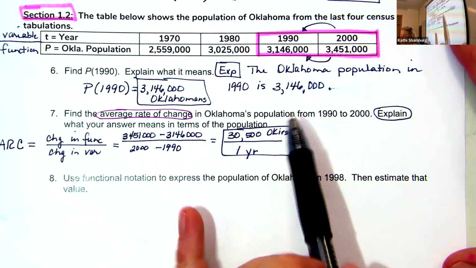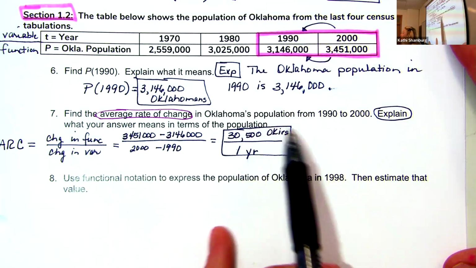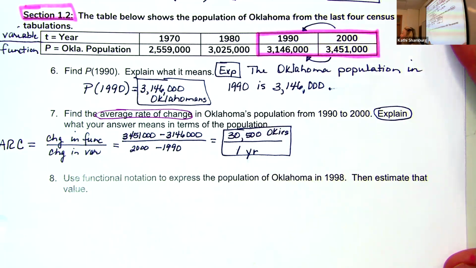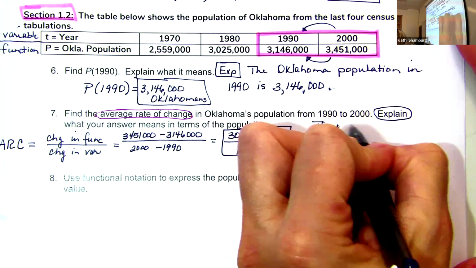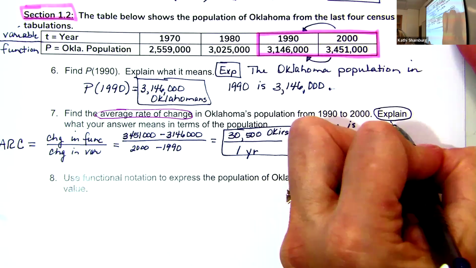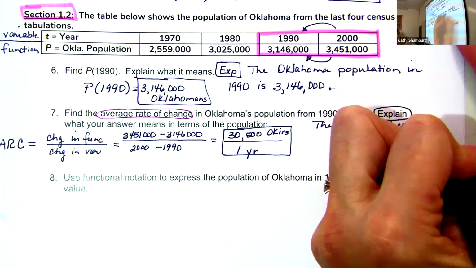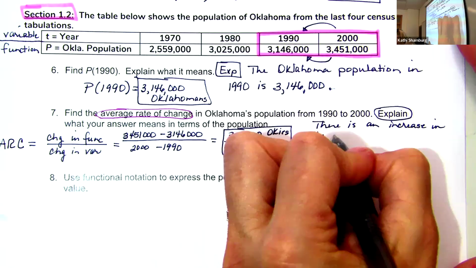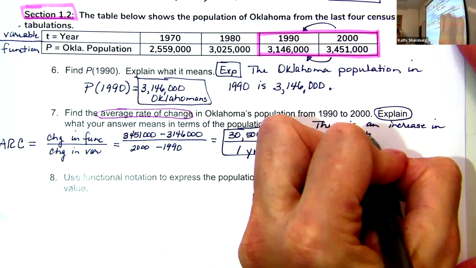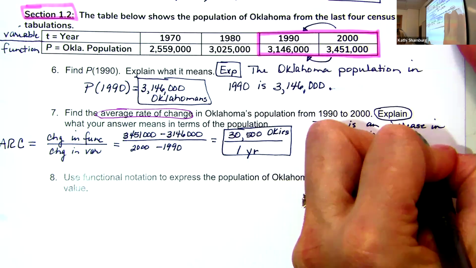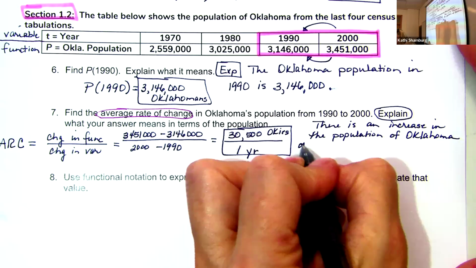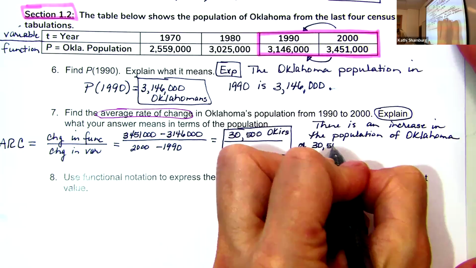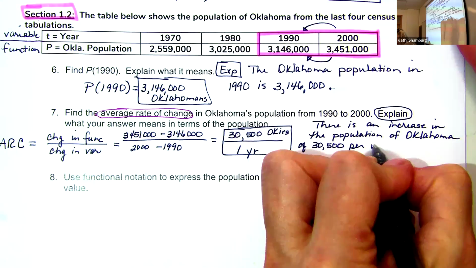Okay, now this does say to explain. So in the explain, we're looking to see if this is an increase or a decrease. What determines that? Positive or negative, right? So since this is positive, that tells us that there is an increase in the population of Oklahoma of 30,500 per year. Now, can I stop there?